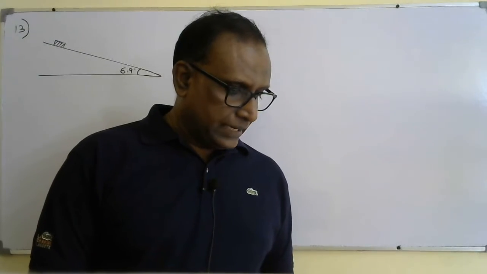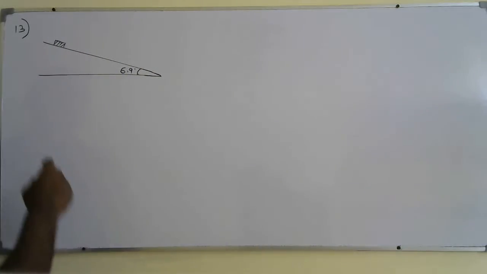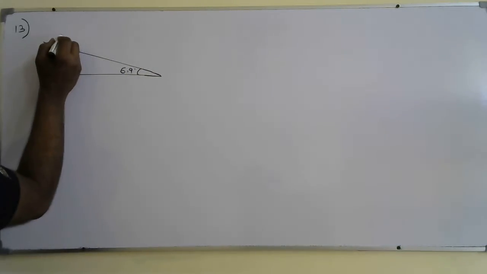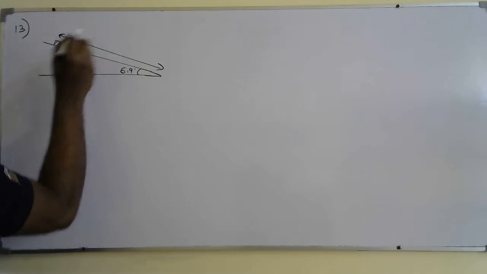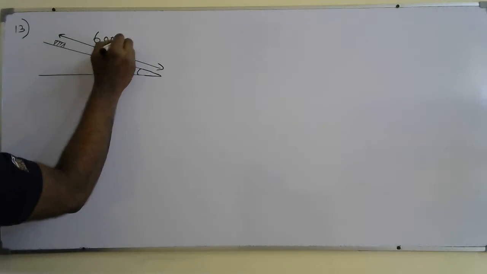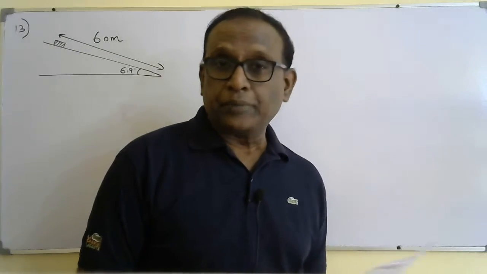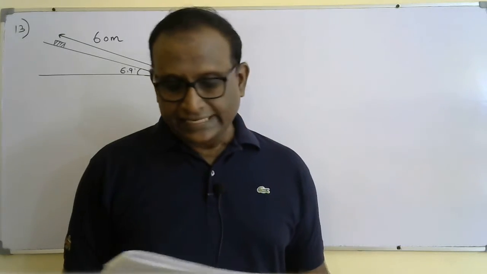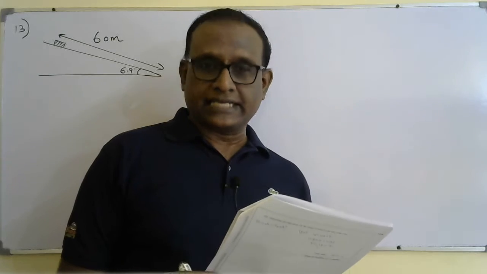Okay, the B part. The slope has a total length of 60 meters. So the length from here to here is 60 meters. Show that the initial acceleration of the sledge along the slope is about 1 meter per second squared.